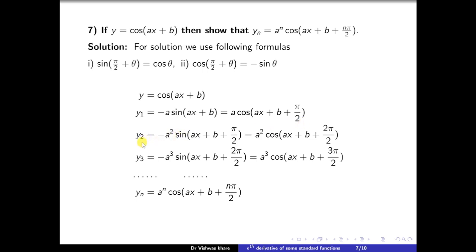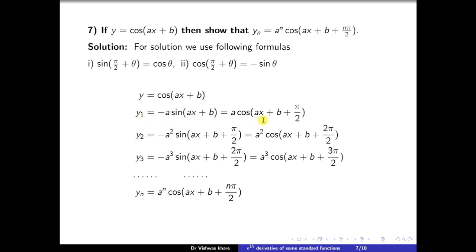Again finding the derivative, that is the second derivative, from this expression we get minus a square sin(ax plus b plus pi by 2). Again using this formula, this can be written as a square cos(ax plus b plus 2 pi by 2). Now finding the third derivative, we get minus a cube sin(ax plus b plus 2 pi by 2). And using this formula again, we get a cube cos(ax plus b plus 3 pi by 2). Now see the pattern.